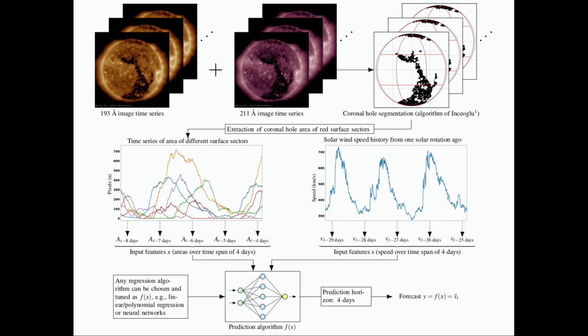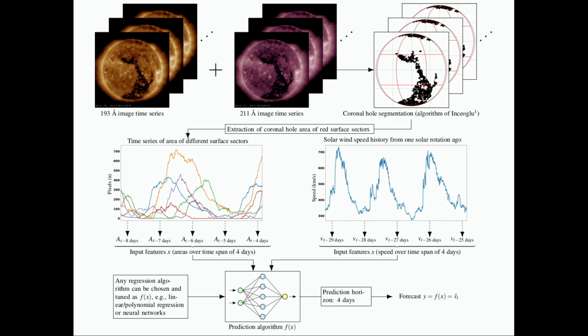My idea was to not only look at one point in time, but to take into account different points in time of my time series to also capture the development of my features and get the dynamic behavior. So from both of my time series, I extract the value at different points in time. Here I've chosen 4 days, just to show you better. Then I get a set of input features that I put into a prediction algorithm. This can be any sort of regression algorithm. And I try to predict the solar wind speed 4 days in advance.